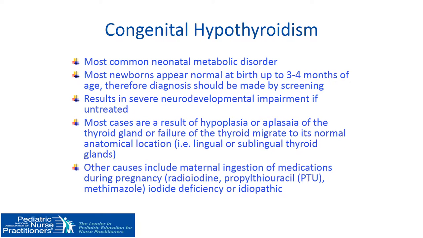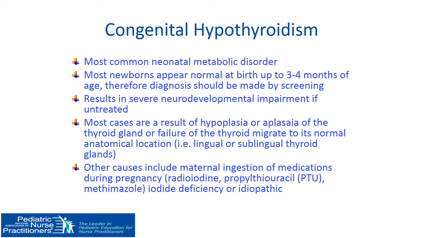Congenital hypothyroidism is when you're born with hypothyroidism. It's a big problem. It's the most common neonatal metabolic disorder. The problem here is that most of the newborns that are born with this appear normal up to 3 to 4 months of age. However, if this goes untreated to that time, there could be severe neurodevelopmental impairment. So diagnosis should be made on a neonatal screen. We should be screening all of our babies at birth for thyroid function.